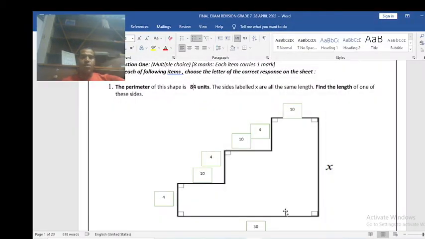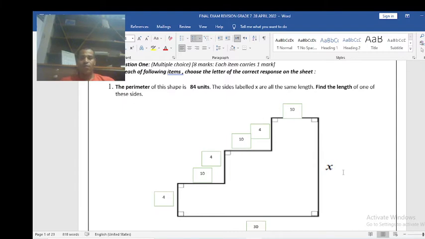Learners, question number 1, multiple choice, 8 marks. Each item carries only 1 mark. For each of the following items, choose the letter of the correct answer on the sheet. We start with the perimeter of this shape. This is a compound shape. The perimeter is 84 units. The sides labeled X are the same length. Find the length of one of these sides.